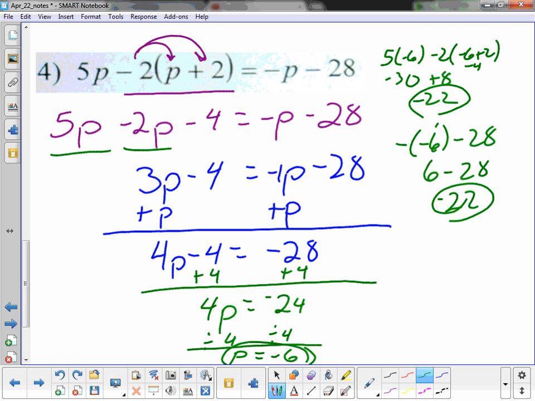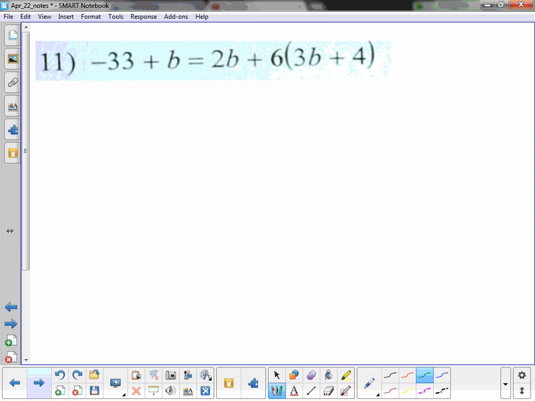Okay, so we're going to have to do the distributive property at some point. We've got to make sure we watch our negative signs, and then we might have to combine like terms. So let's look at problem number 11 now.